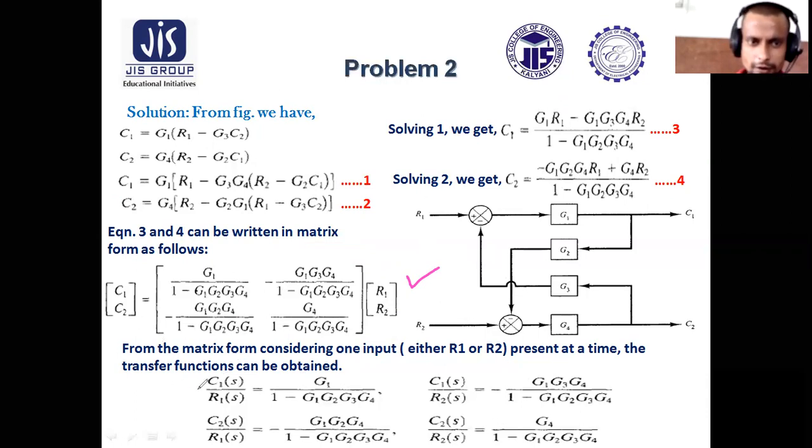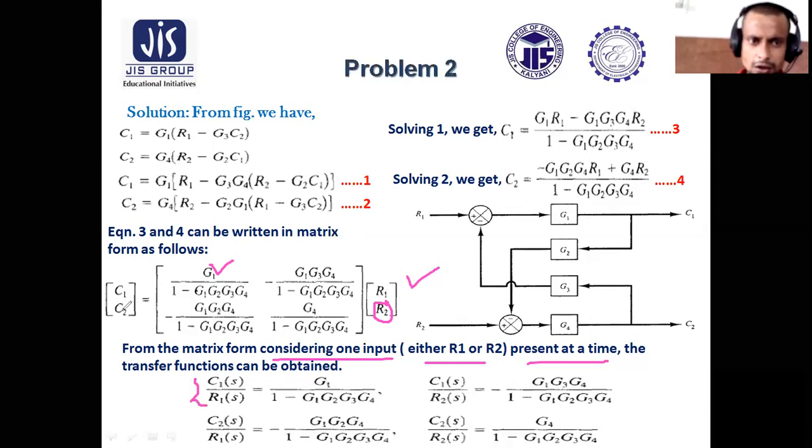Now, as I said, we need to find four transfer functions: C1 by R1, C1 by R2, C2 by R1, C2 by R2. While finding transfer functions for R1, let us make R2 input 0. That is why we have written considering one input, either R1 or R2, present at a time. While considering one input at a time, the other input should be considered as 0. So by making R2 0 for the first time, what will be C1 by R1? C1 by R1 will be this term, G1 by 1 minus G1 G2 G3 G4.